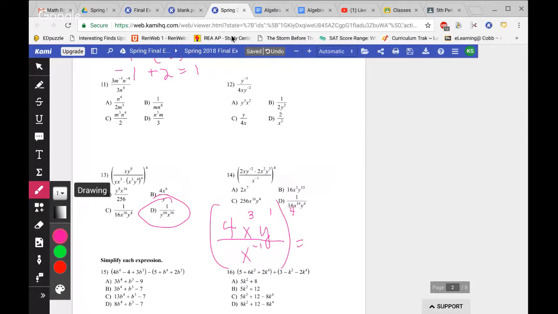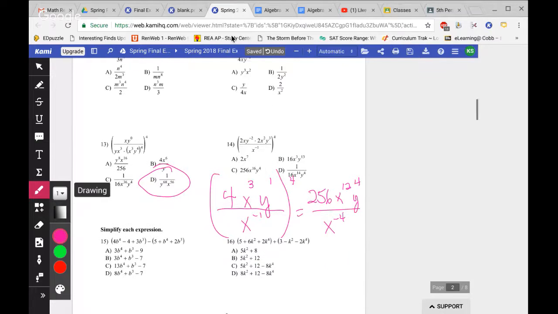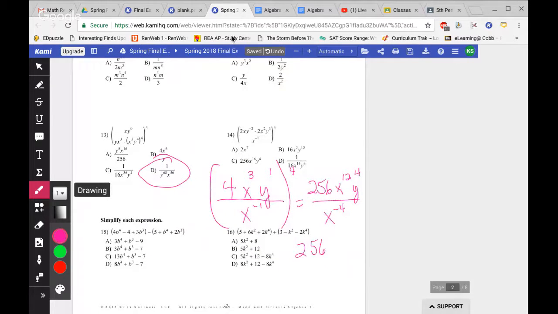So we've got 4 raised to the 4th power. That's going to be 256. And then we've got 4 times 3. That's going to be 12. And then we've got 4 times 1. That's going to be 4. All over 4 times a negative 1 is going to be negative 4. So now we have 256. And then we've got 12 minus a minus 4. So that's going to be 16. And then y to the fourth. So my answer is here. Does that make sense? Yes. Okay, good.